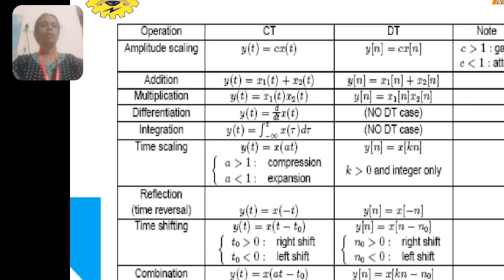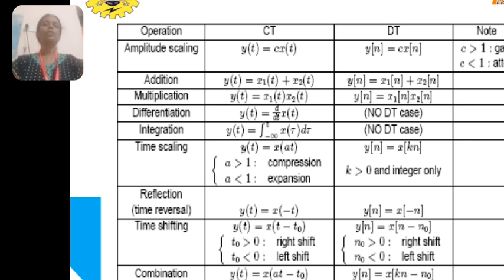For example, y of t is equal to x of t is the actual signal, whereas if the amplitude has to be scaled, y of t must be equal to alpha times x of t. Alpha is represented as the multiplicative constant. It can be either greater than 1 or less than 1. So based on the value of alpha, the coefficient of x of t, the resultant signal varies. The same is true for a discrete time signal also. y of n is equal to alpha times x of n.